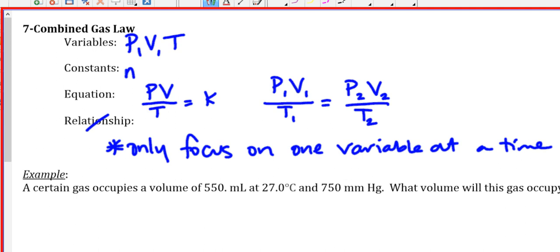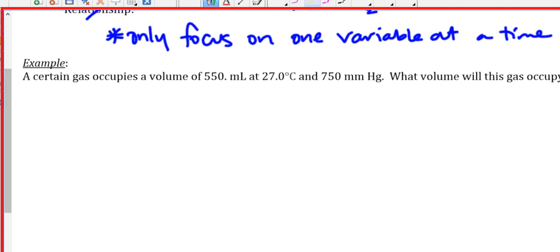All right, so in our problem, a certain gas occupies a volume of 550 milliliters, 27 degrees Celsius, and 750 millimeters of mercury. So there's our volume, temperature, and pressure. What volume will this gas occupy at STP? Now, if you remember back from a previous video, STP stands for standard temperature and pressure. So that is telling us a temperature and a pressure.